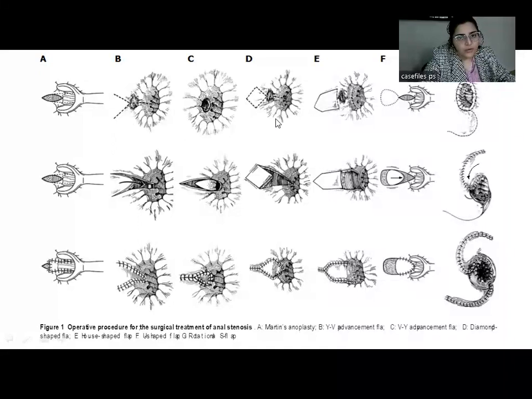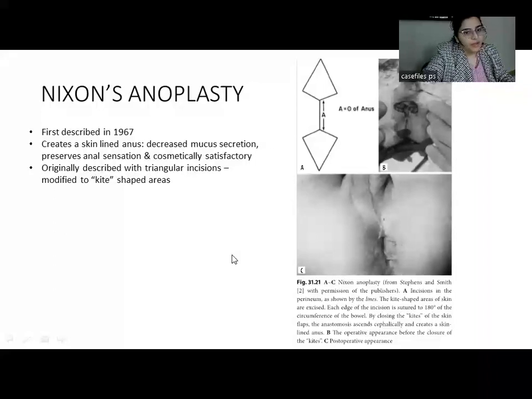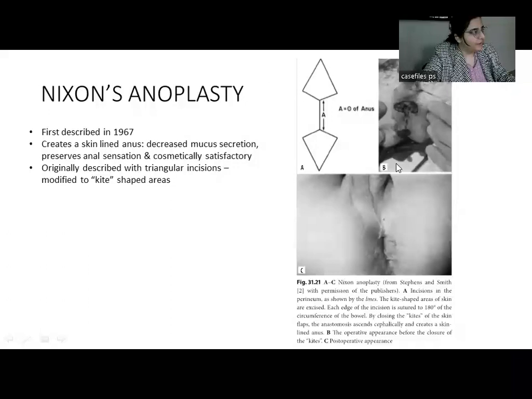Similarly, house shape or a diamond shape anoplasty can be done. For longer incisions, a flap rotation anoplasty has also been described. There's one more anoplasty which was first described in 1967. This was the initially created anoplasty. The aim was to create a skin-lined anus. This would help in decreasing the mucus secretion. It would preserve the anal sensation, and it would be cosmetically satisfactory.